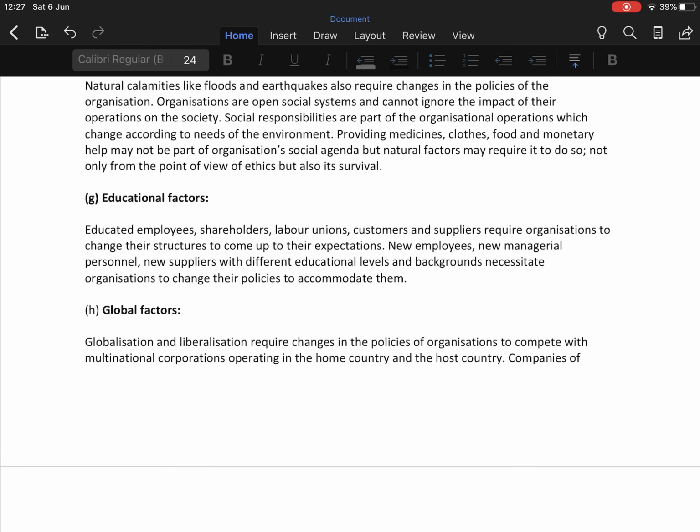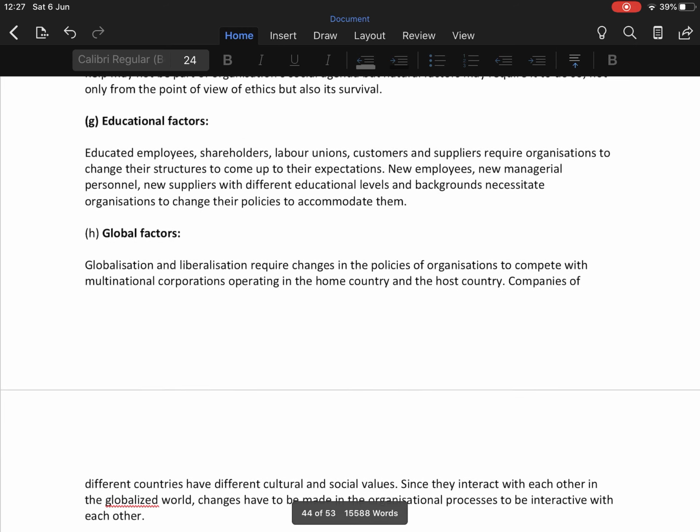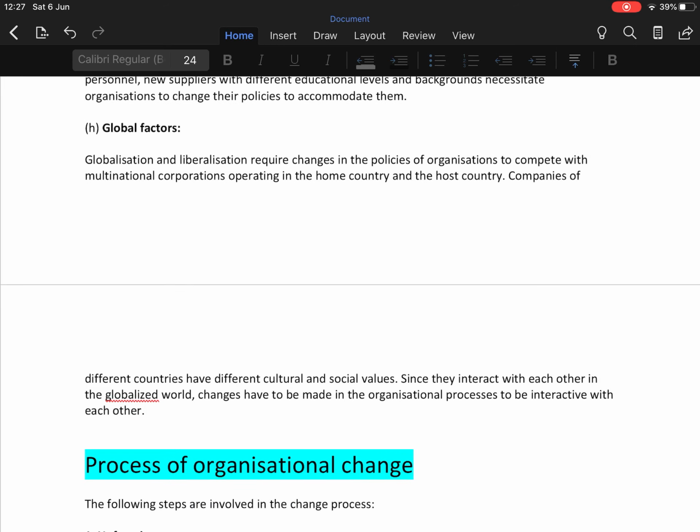Educated employees, shareholders, labor unions, customers, and suppliers require organizations to change their structure to come up to their expectations. New employees, new managerial personnel, and new suppliers with different education levels and backgrounds necessitate organizations to change their policies to accommodate them. Then come global factors. Globalization and liberalization require changes in the policies of organizations to compete with the multinational corporations operating in the home country and the host country. Companies of different countries have different cultures and social values. Since they interact with each other in the globalized world, changes have to be made in the organizational processes to be interactive with each other.